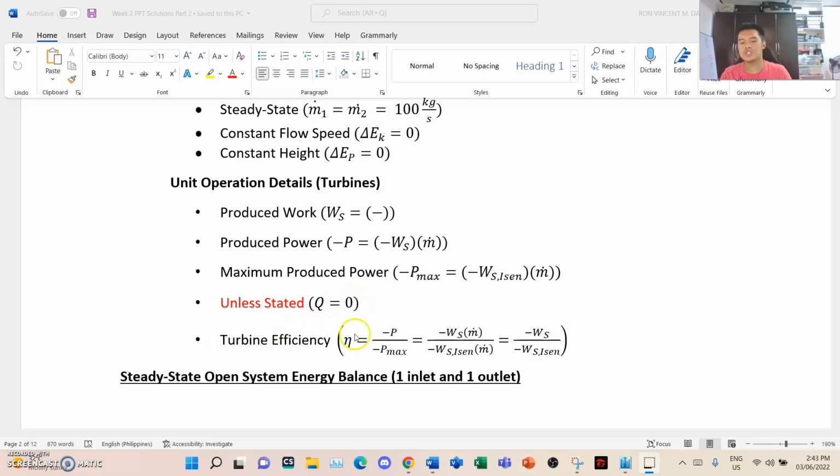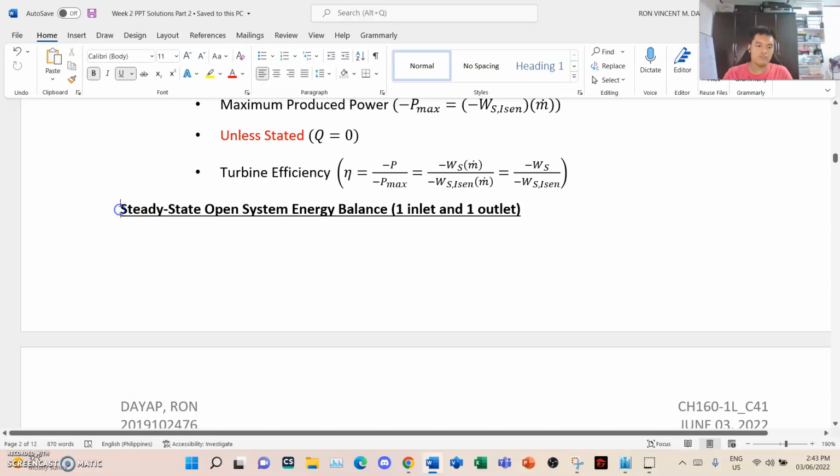Lastly, the turbine efficiency can be defined as the actual power produced over the maximum power produced. Substituting the formula for power, which is shaft work times mass flow rate, and cancelling the mass flow rate, we have that the turbine efficiency is also equal to the actual shaft work produced over the maximum produced shaft work, or that at isentropic conditions.